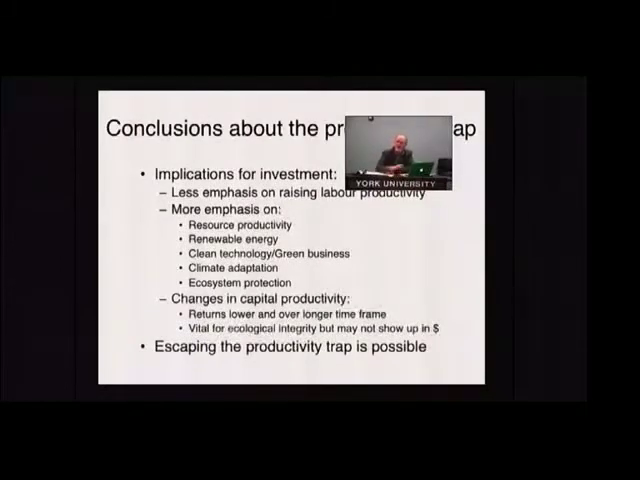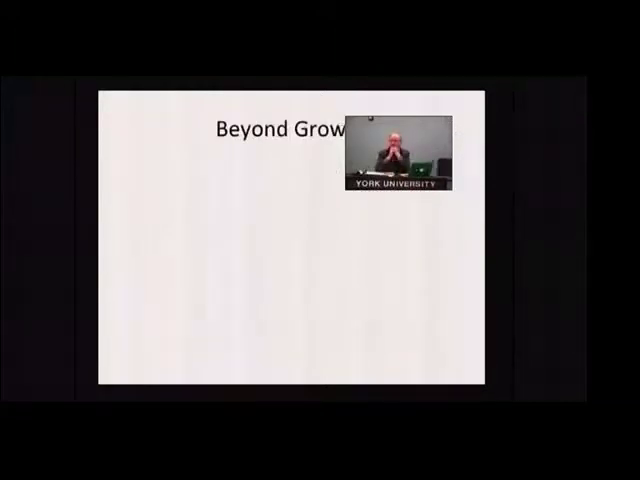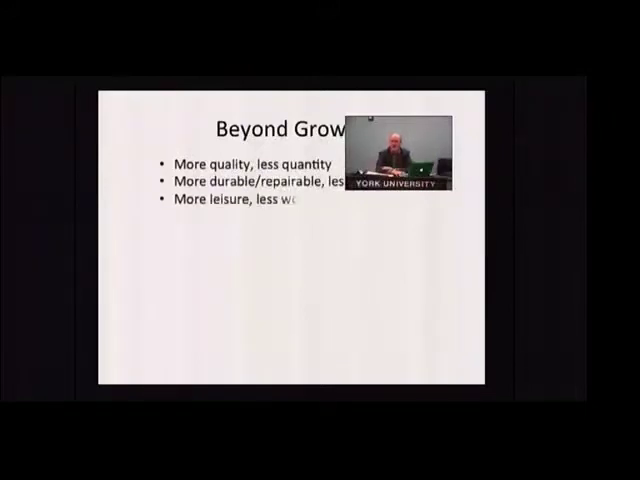the productivity trap. So I'm going to close with just a list of changes that I would like to see and anticipate as describing our economies if we are successful in moving beyond growth in a thoughtful and deliberate way. You can read these for yourselves, but I would look for, as many other writers do, more emphasis on quality, less on quantity, more durable and repairable products and less disposable ones, more leisure, less work. I think that comes out of all of the scenarios I've put before you.